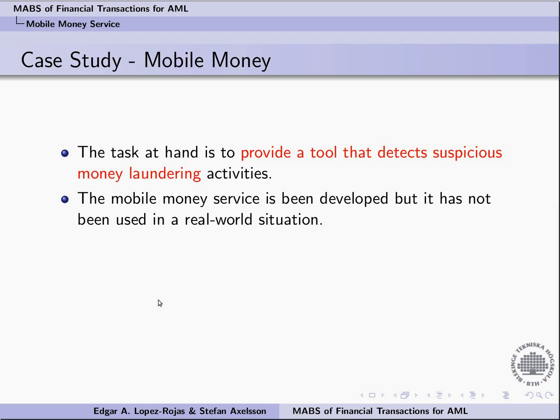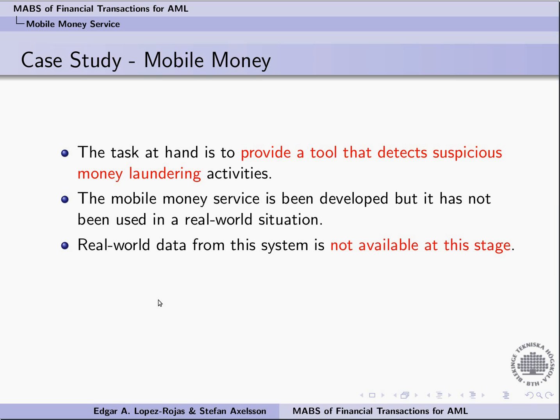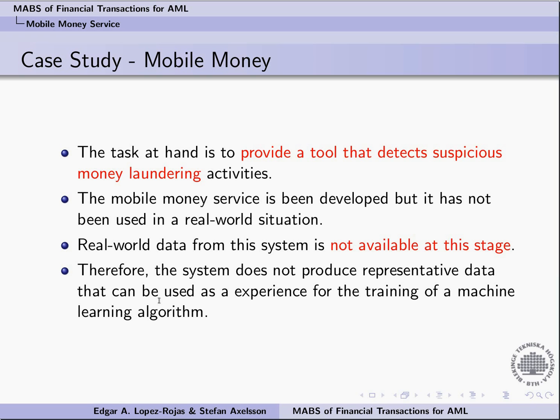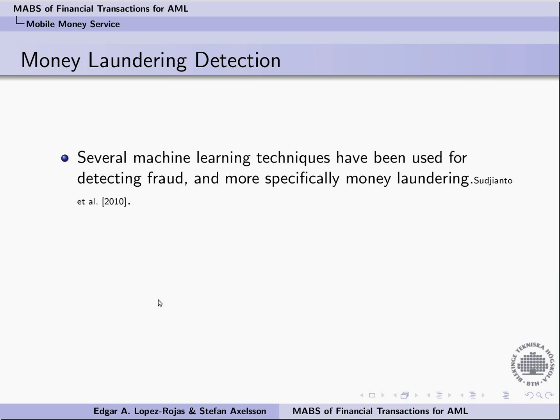The mobile money service, unfortunately, is not running in a real world situation. It's been developed, but still, this leads us to the problem that real world data is not available at this moment. So it means that we cannot use any representative data to train the machine learning algorithms.